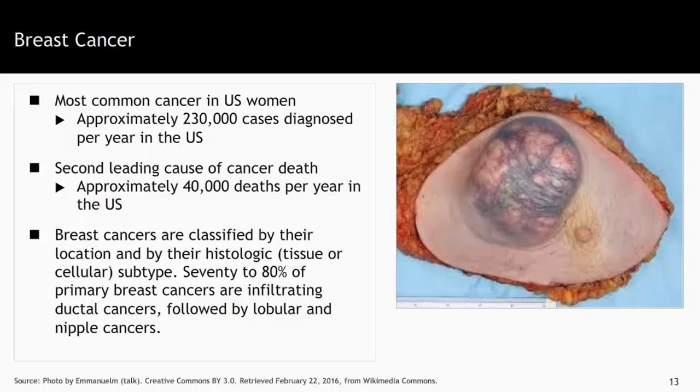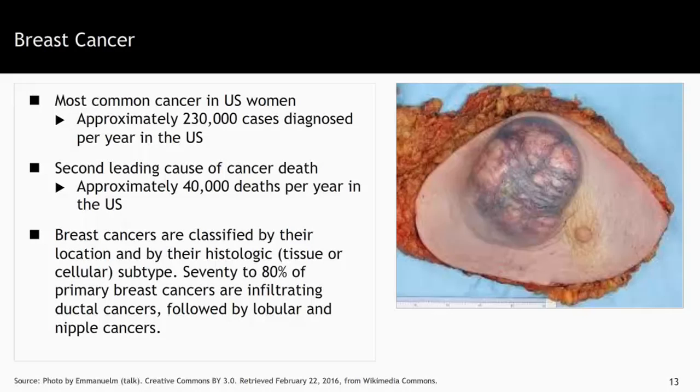women. Approximately 230,000 people are diagnosed per year in the U.S. It's the second leading cause of cancer death in women, approximately 40,000 deaths per year. Again, notice the big difference between the number of cases diagnosed and the number of deaths. That's because most of the cancers are diagnosed early enough to be treated with surgery or radiation, which we'll talk about in our last lecture, which leads to fewer deaths per diagnosed case per year.